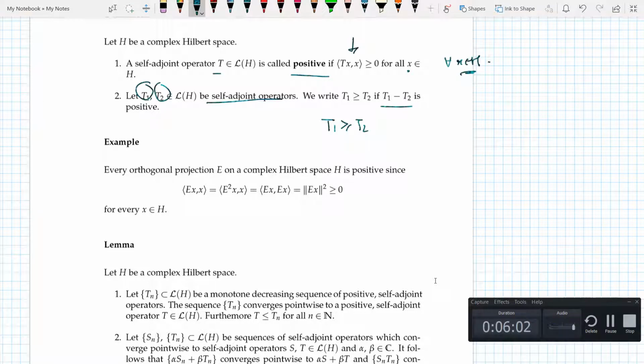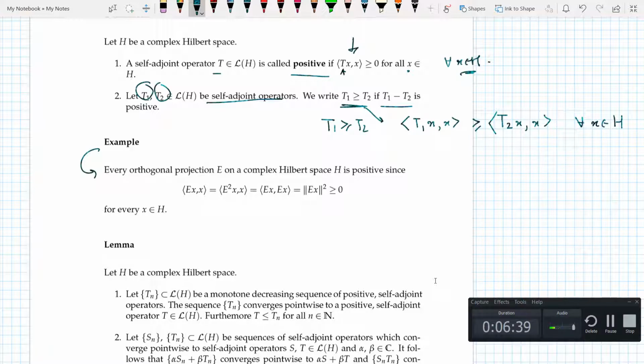What does it mean? Well, it means that instead of T, I substitute T1 minus T2 and that's greater than or equal to 0. But another handy notation for that would also be that T1 minus T2 greater than or equal to 0 also implies this for all values of x belonging to capital H. The next topic that we come to is that of an orthogonal projection.